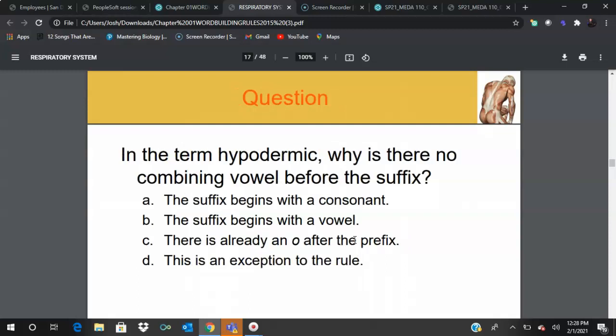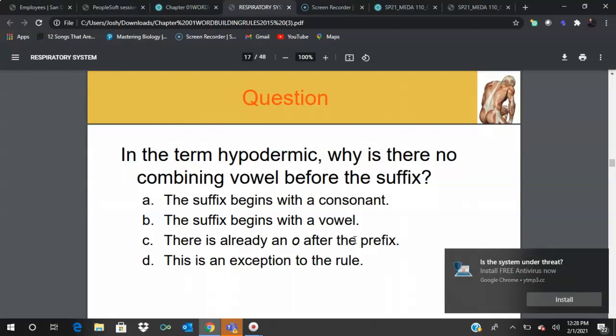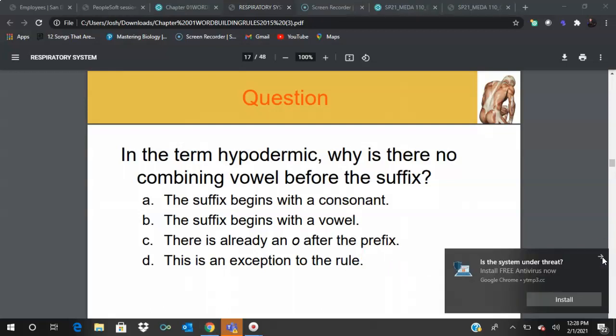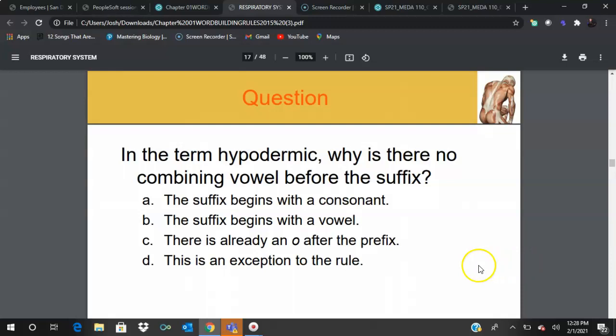All right, so here's a question, and I don't want you to get confused because sometimes this could be a little bit confusing. So we have the word hypodermic, okay? And the question is, why is there no combining vowel before the suffix? Now, what I don't want you to get confused with is the word hypo, okay? Our word root here is derm.